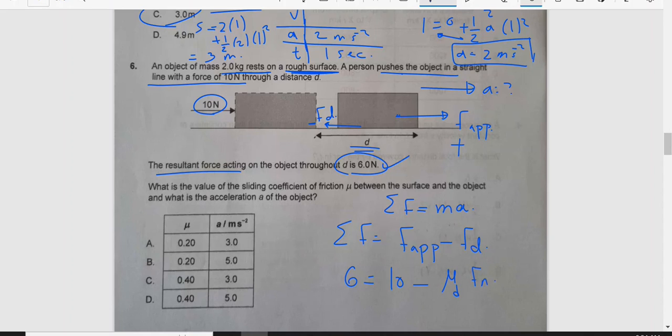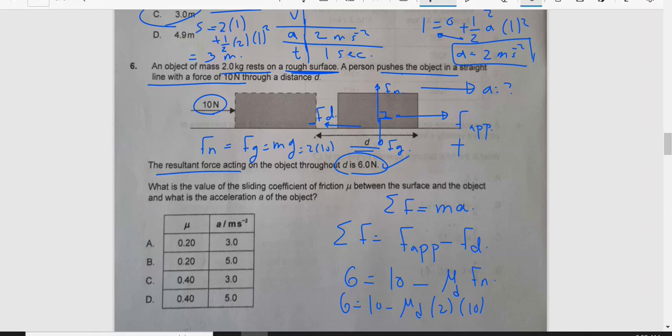the normal force. Now from here, I have the weight of the object down, and the normal force is opposite to the weight, perpendicular to the surface. So Fn is the same as the weight, which is mass times free fall acceleration. So 6 will equal 10 minus, I do not have a mu. Okay, mu d times Fn, the mass is 2, times free fall acceleration, I can consider it 10. So it will be 2 times 10.